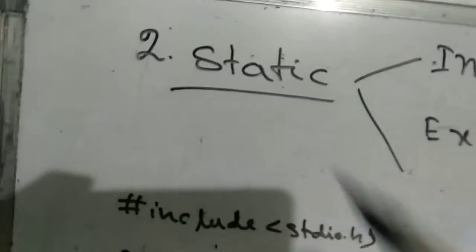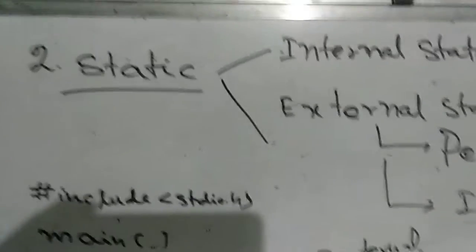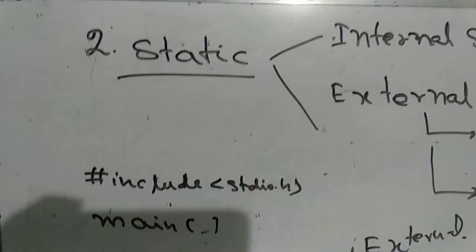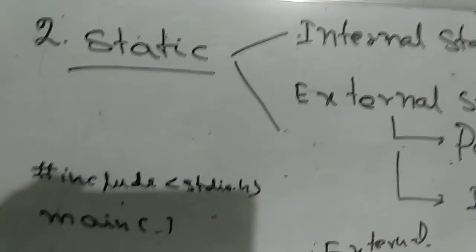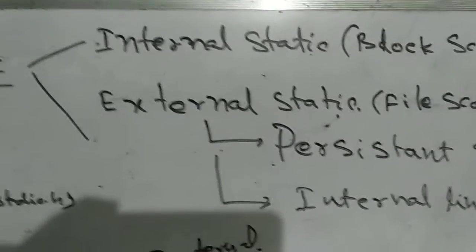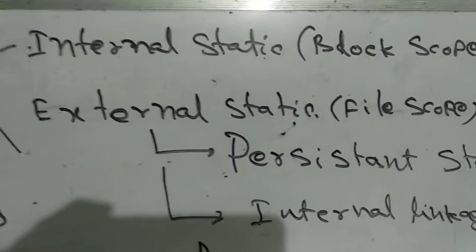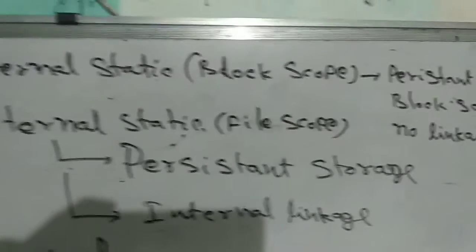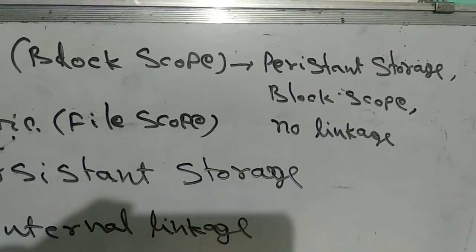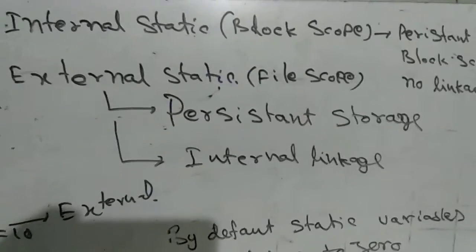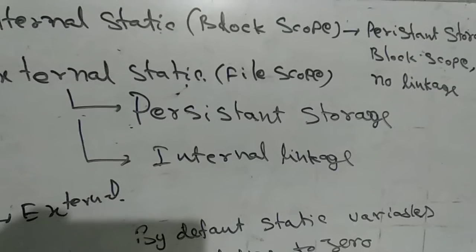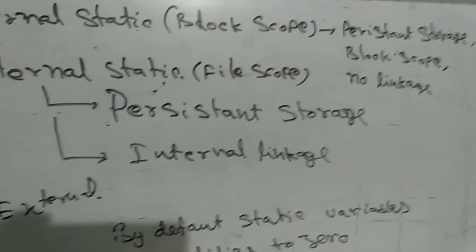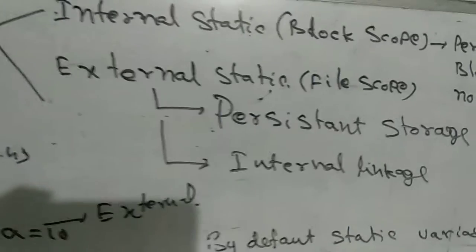Now let us discuss static variables. What are static variables in C programming? To declare a static variable, you use the keyword static. There are two types of static variable: the internal static variable and the external static variable. The internal static variable has persistent storage, block scope, and no linkage. The external static variable has persistent storage and internal linkage. It has file scope.